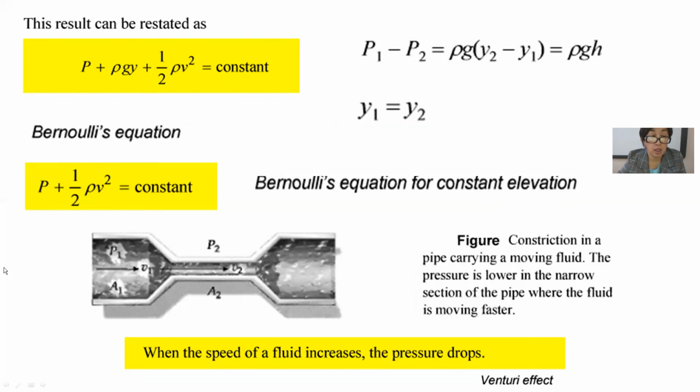This is a feature showing a constriction in a pipe, and a paper carrying a moving flow. The pressure is lower in the narrow section, where the fluid is moving faster. As the speed of the fluid increases, the pressure drops. This is the definition of the Venturi effect.